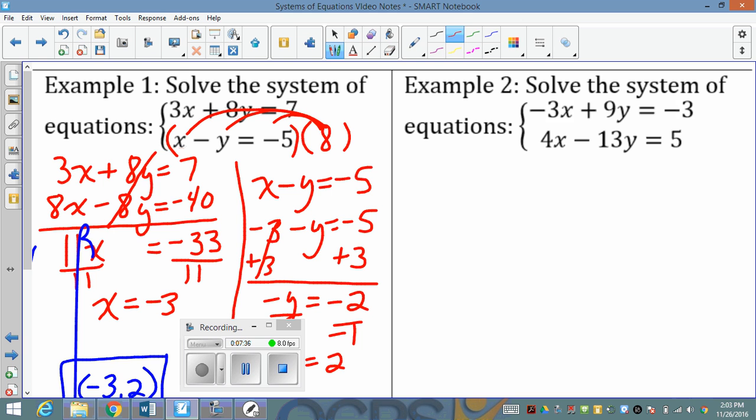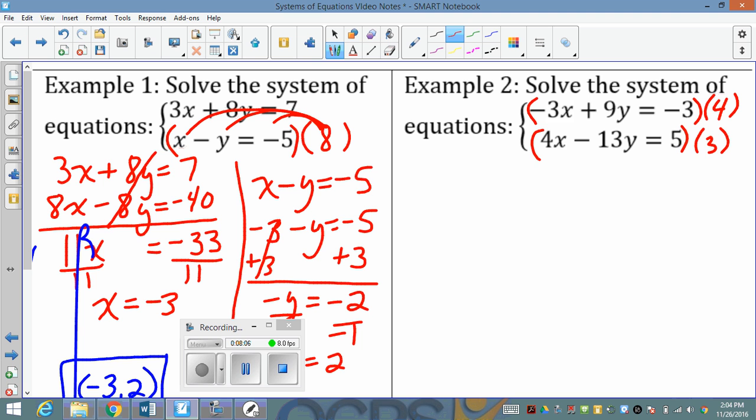Okay, so to eliminate my x, I want to get a 12x and a -12x. Notice this time I'm going to have to multiply both of my equations because neither one of them is already at the 12. So I'm going to multiply the first equation by 4 and the second equation by 3. So that'll give me a -12x in the first equation and a positive 12x in the second equation.